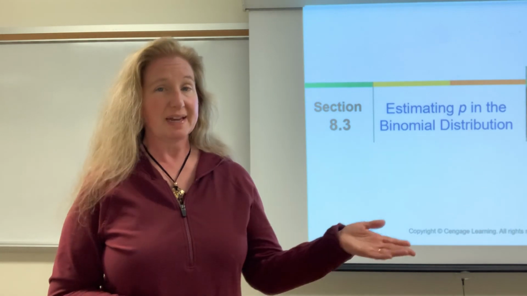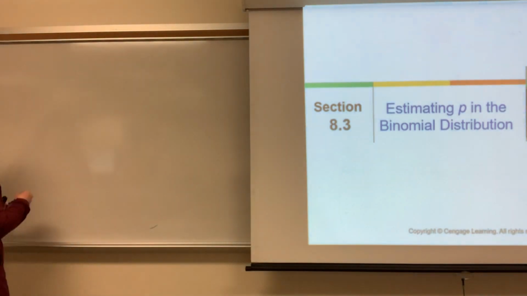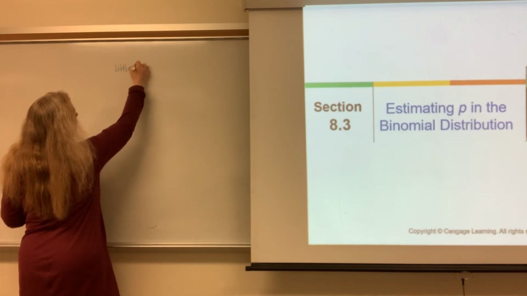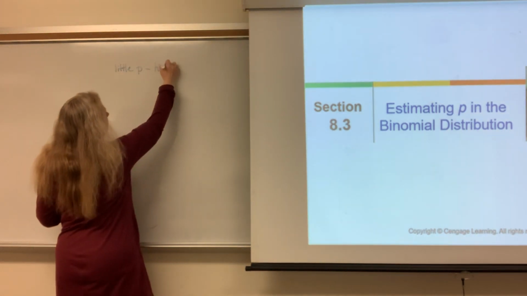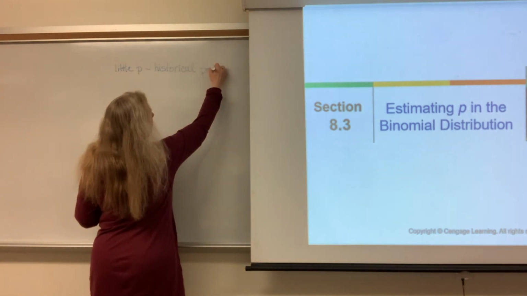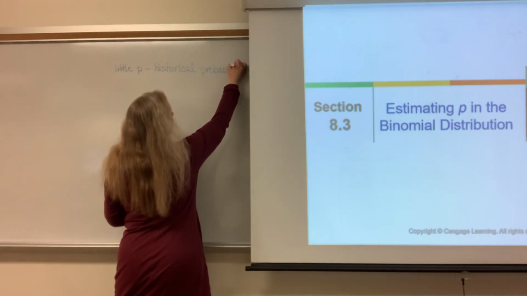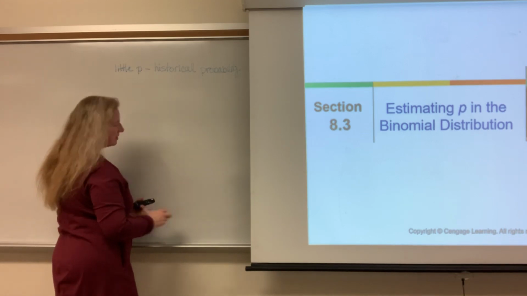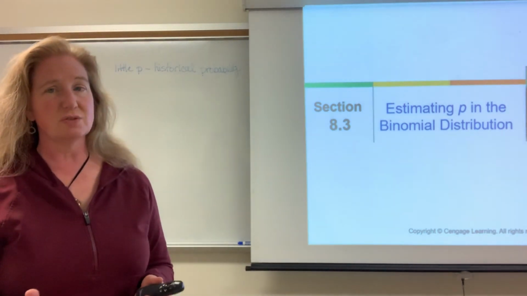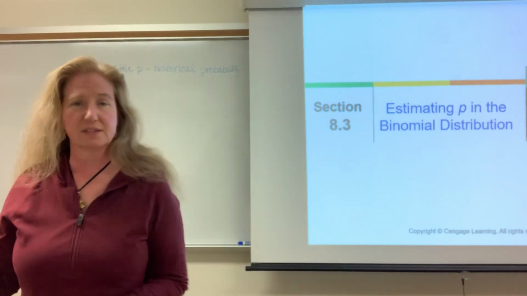So you might expect, if we're going to estimate p, remember that little p is the historical probability. So it's the real live probability. It's the actual probability that we may or may not have a chance to actually understand what that is. So that's my actual probability. All right, let's jump in.